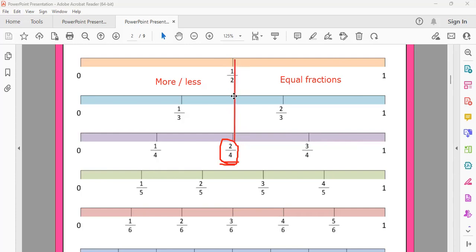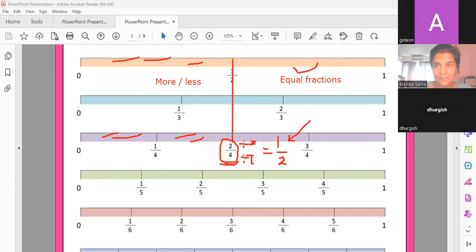1 over 2. Yes, 1 over 2. So 2 over 4 is the same as 1 over 2. They are equal fractions. How did that happen? Use division. Divide by 2 for the numerator. Divide by 2 with the denominator, and you are going to get 1 over 2. You will get what we call the simplified version.